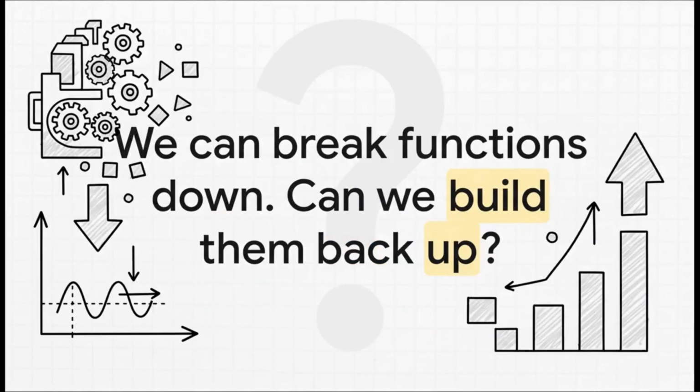So we've spent this entire explainer learning how to break a function down to find its rate of change. But that leaves us with a really fascinating question. What if we already know the rate of change and we want to work backward to find the original function? What if we want to build it back up?